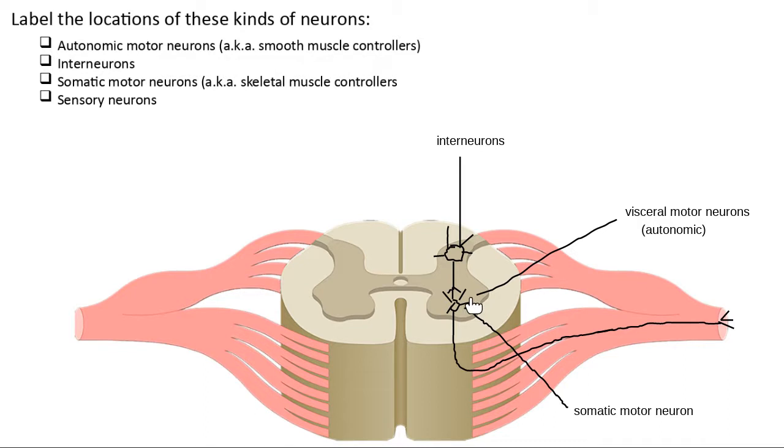So that brings us to one more thing to label, which is sensory neurons. Does anyone happen to remember, where would I find the cell body for a sensory neuron?